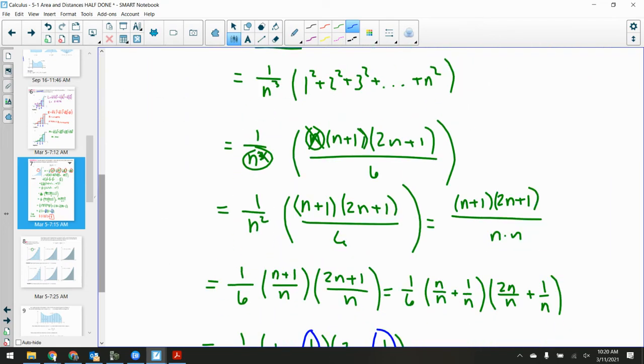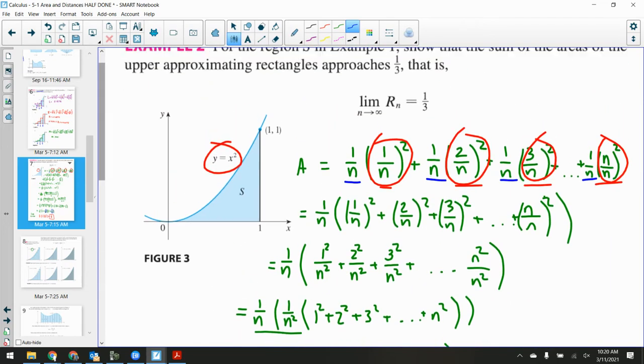I know. But we said the limit of that sum actually equals 1/3. What we're going to be looking at for integrals are the limit of sums. As I increase the amount of rectangles, it's going to get closer and closer and closer to the actual area underneath that curve.